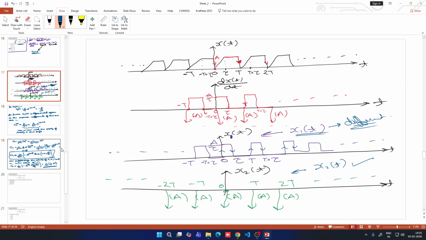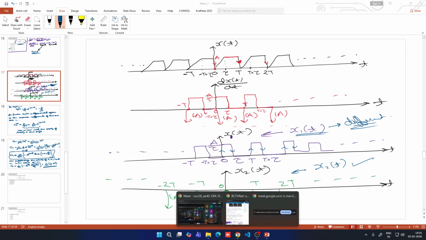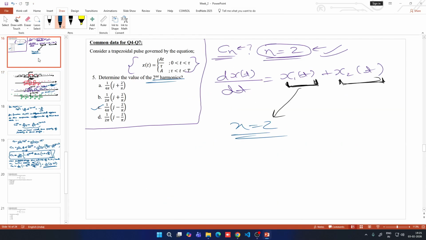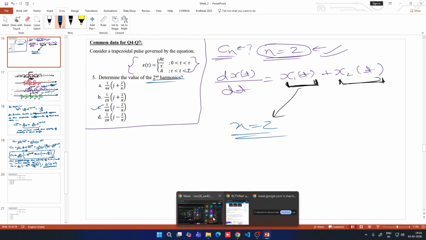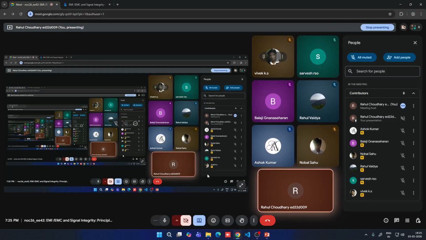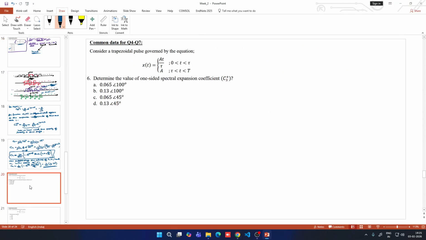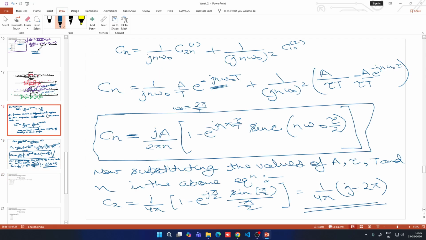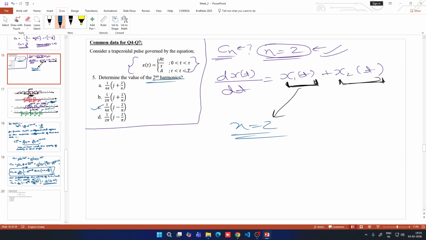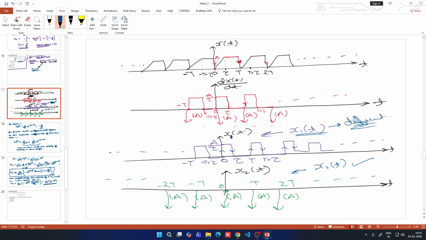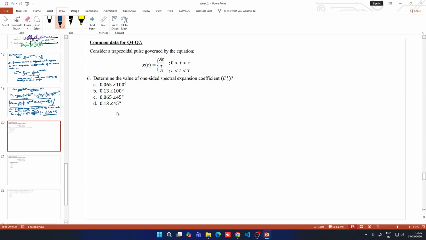So I hope this question is clear. If you have any doubt in question number 4, please let me know. If it is clear, we will move on. We already solved question number 5. Now we will move on to question number 6.